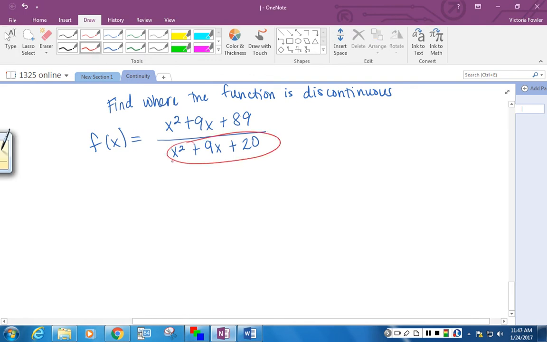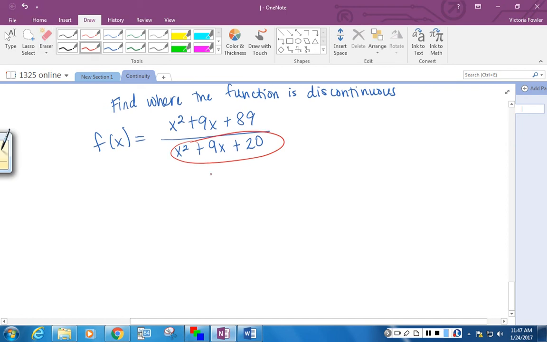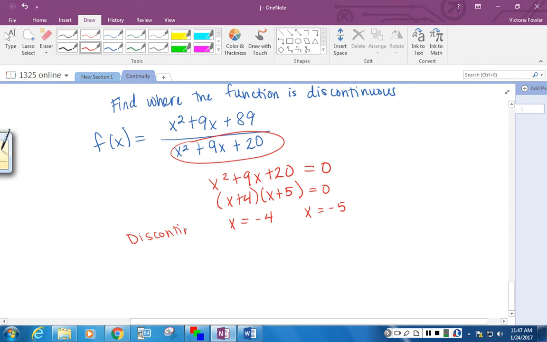And so what I would do is I would actually figure out where the denominator is equal to 0. And I would say at those x values, I would have discontinuities. And so let's see. So we're going to find two numbers that multiply to 20 but add to 9. And so we would have that x would equal -4 and x would equal -5. So we would have discontinuities at these x values. And it's as easy as that.